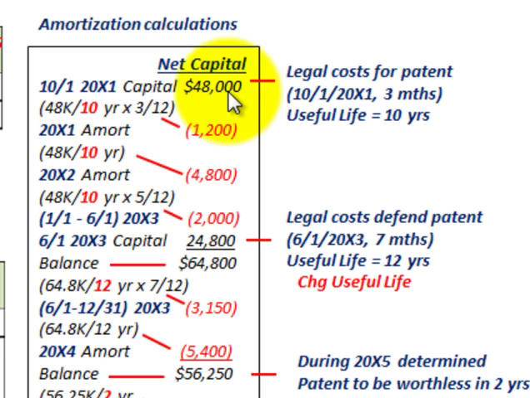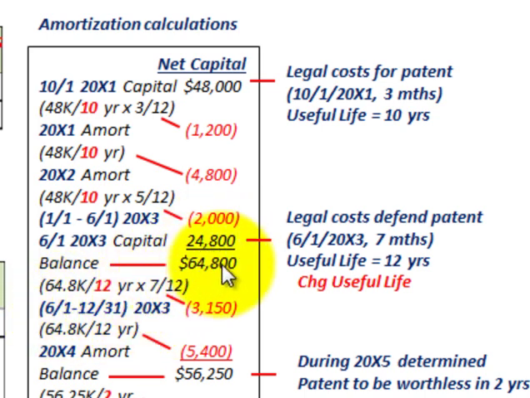So we start out with 48,000. We had these expenses for each of those periods. Then we added another capitalized amount, 24,800. So netting all our expenses out with our new additional capitalized amount, we're going to come up with a balance of $64,800. So now we can figure out the amount of amortization from June 1st through 12/31 for 20x3.